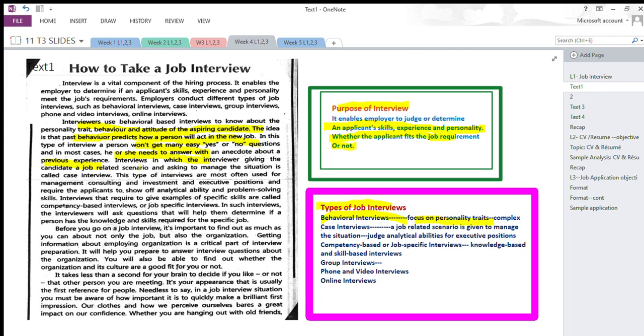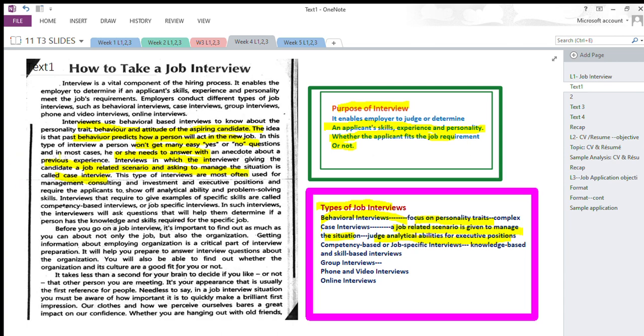Now, interviews in which the candidate is given a job-related scenario and he is asked to manage the situation at the spot. So, that is called a case interview, okay? A job-related scenario is given to manage the situation, and it judges the analytical abilities for executive positions, and mostly these interviews are conducted for executive positions where you are going to handle many employees, okay, or you are going for any higher job, or a higher position or post, okay.